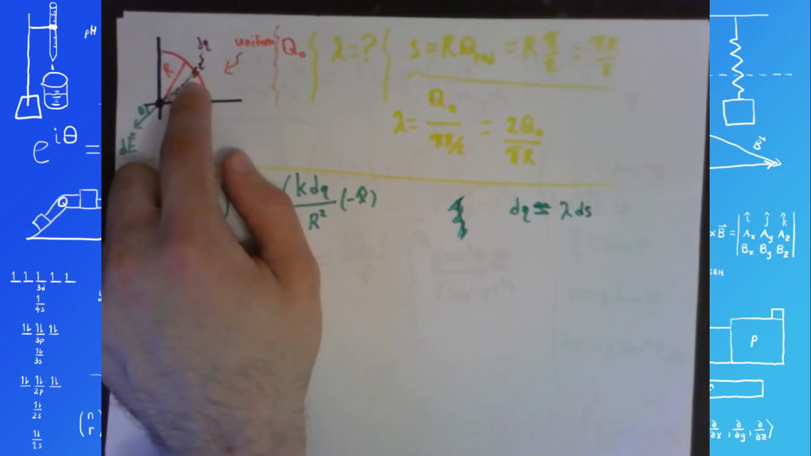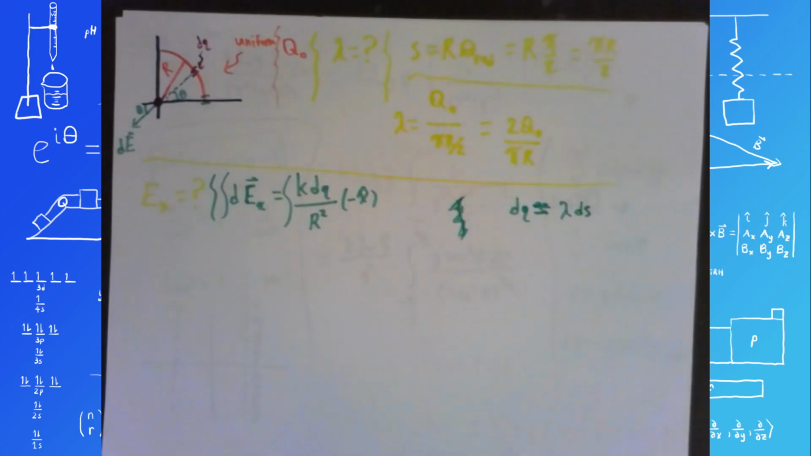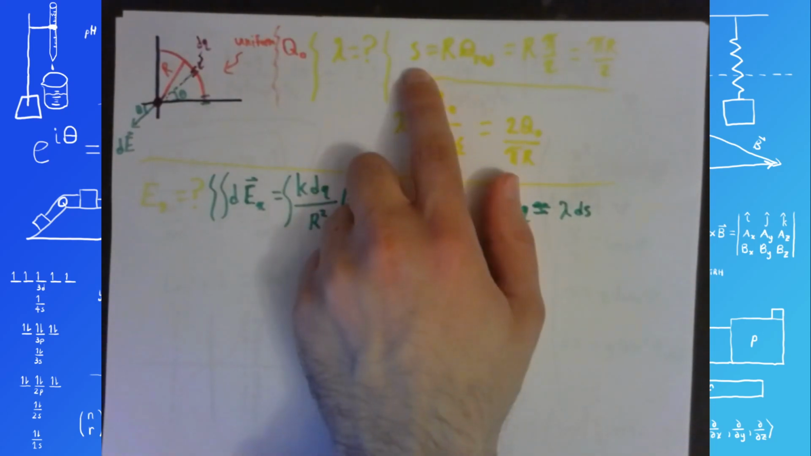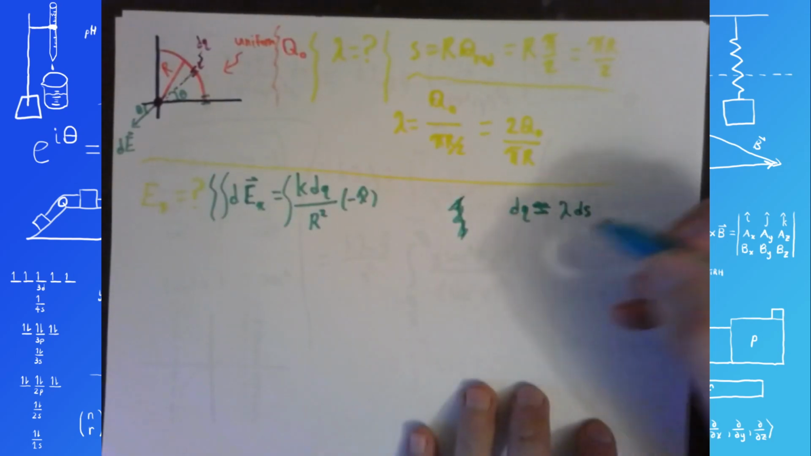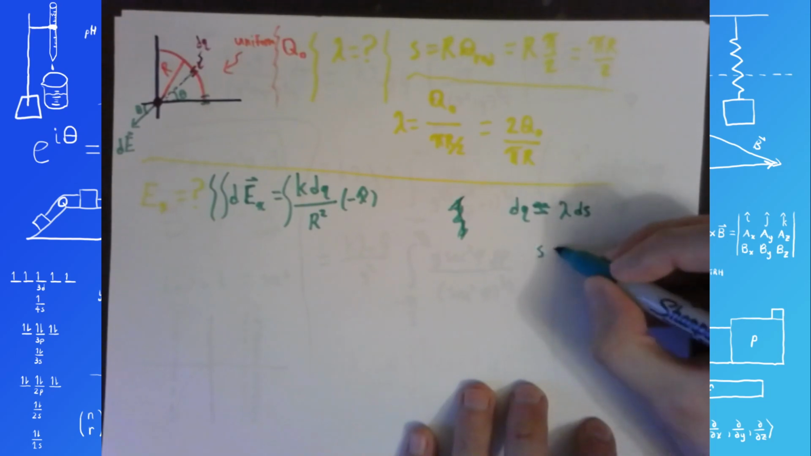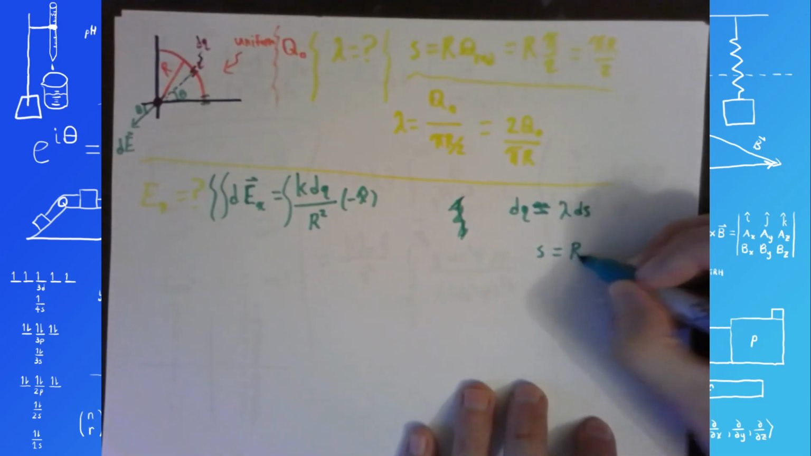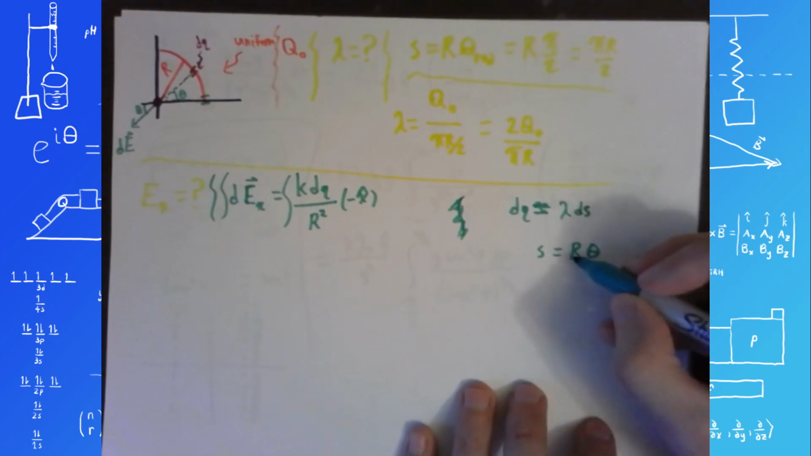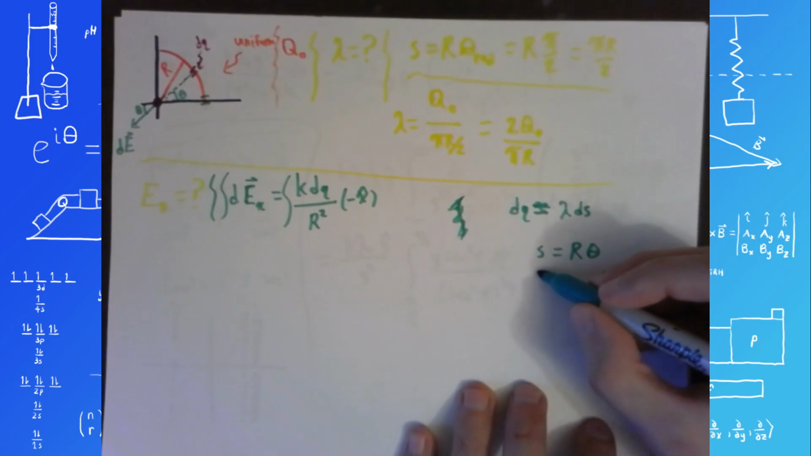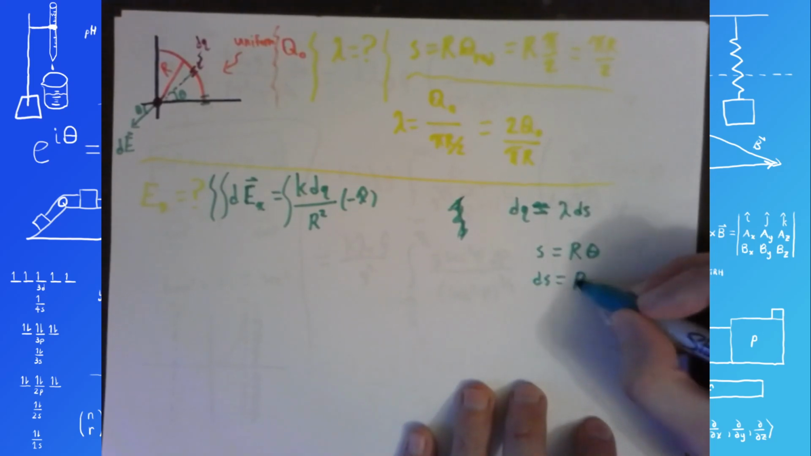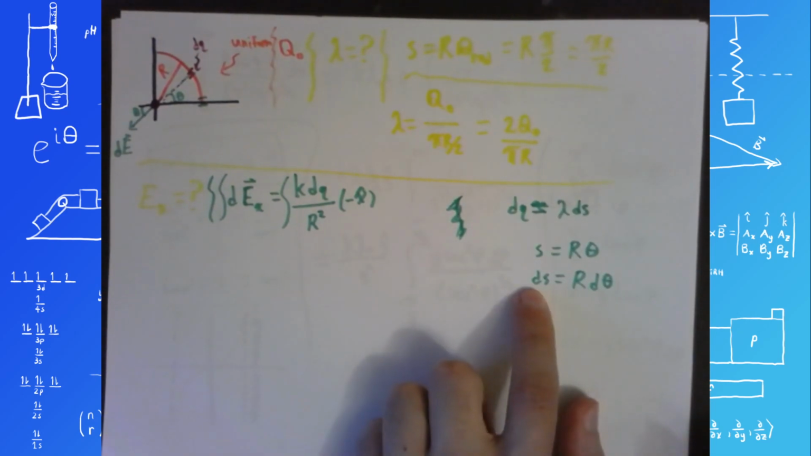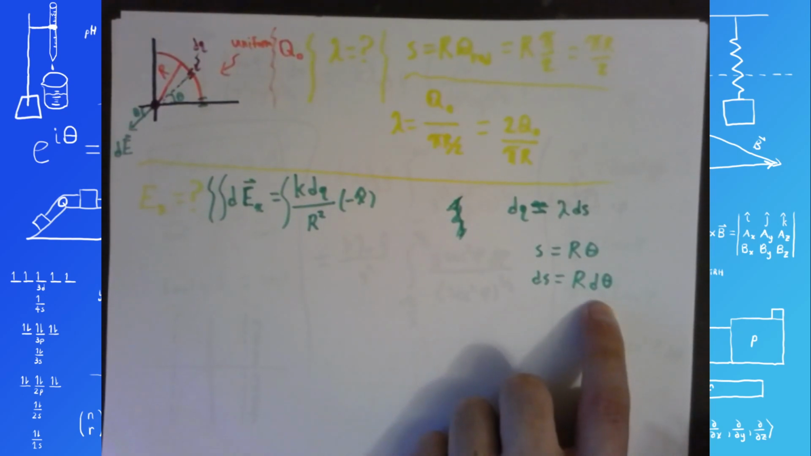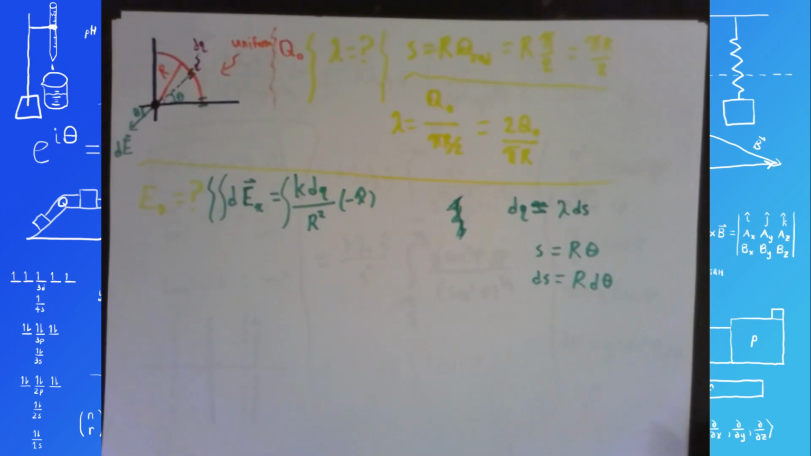So it's going to be a small segment of the arc length, and we already know that arc length is equal to radius times theta. So since s is equal to r times theta, r being a constant, theta being a variable here, then ds is equal to big R times d theta. A small segment of arc length is equal to the radius times a small change in theta.